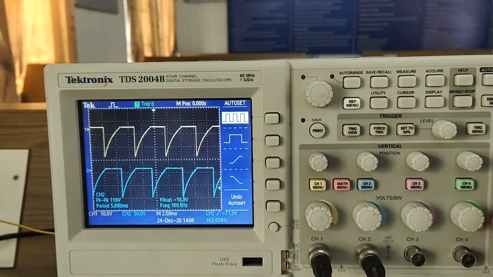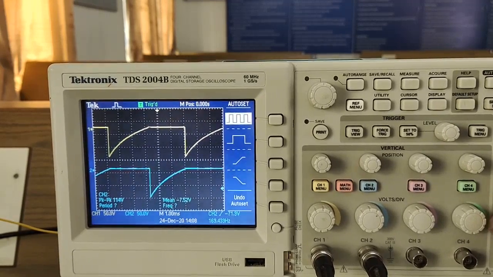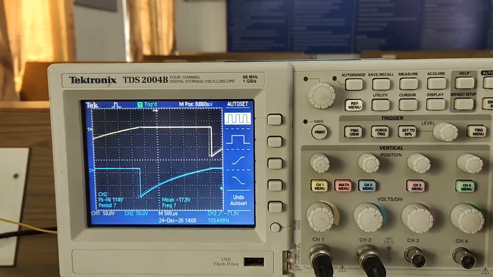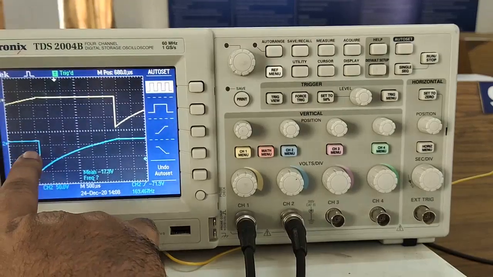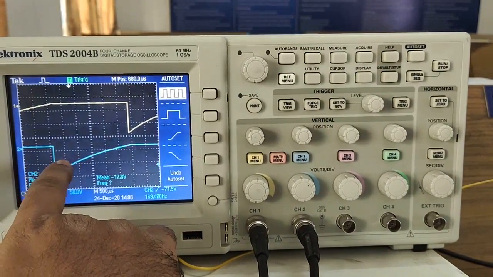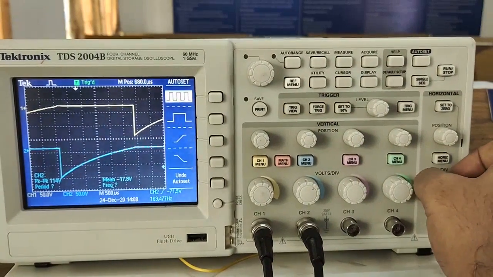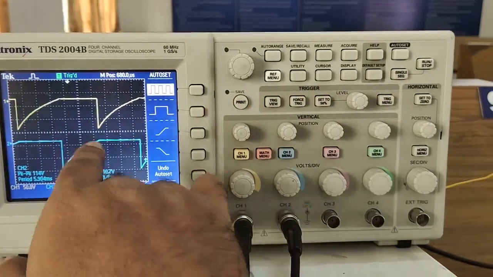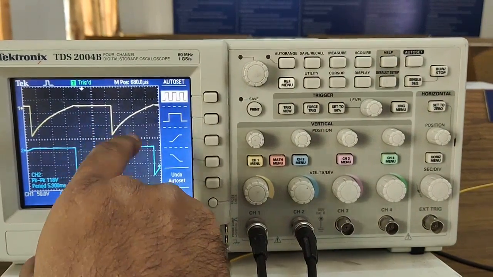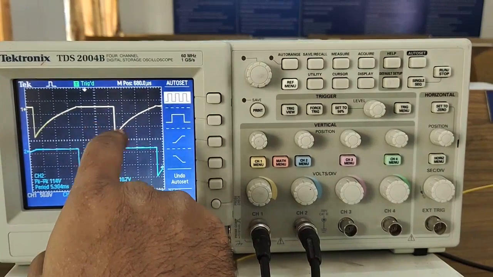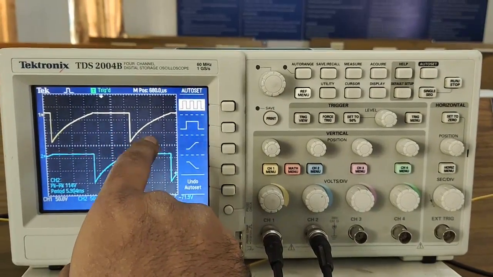And if you see the cycles in a zoomed version, you can see here that this is getting charged when it is maintaining the stable state, and when it is getting discharged, this is maintaining the stable state. Likewise, charging and discharging take place alternately with the help of the two transistors.